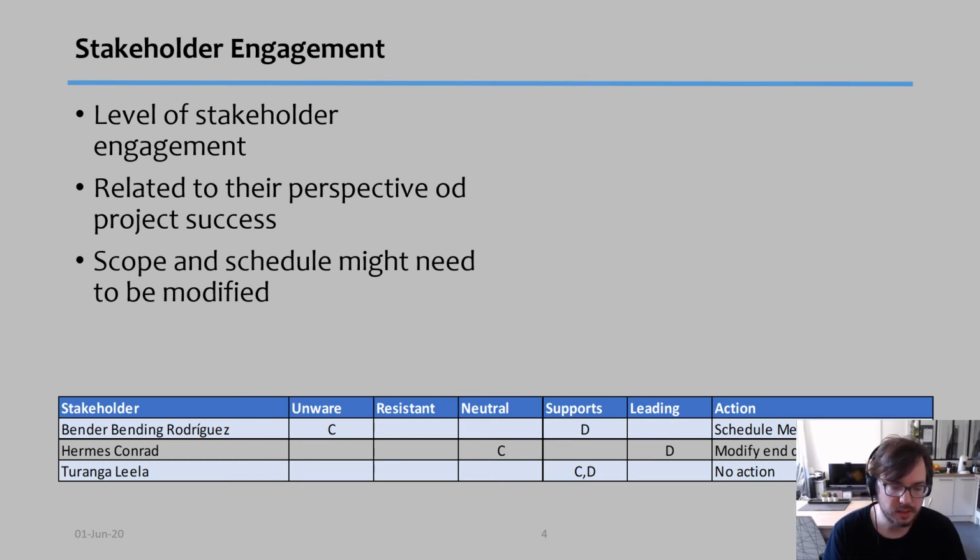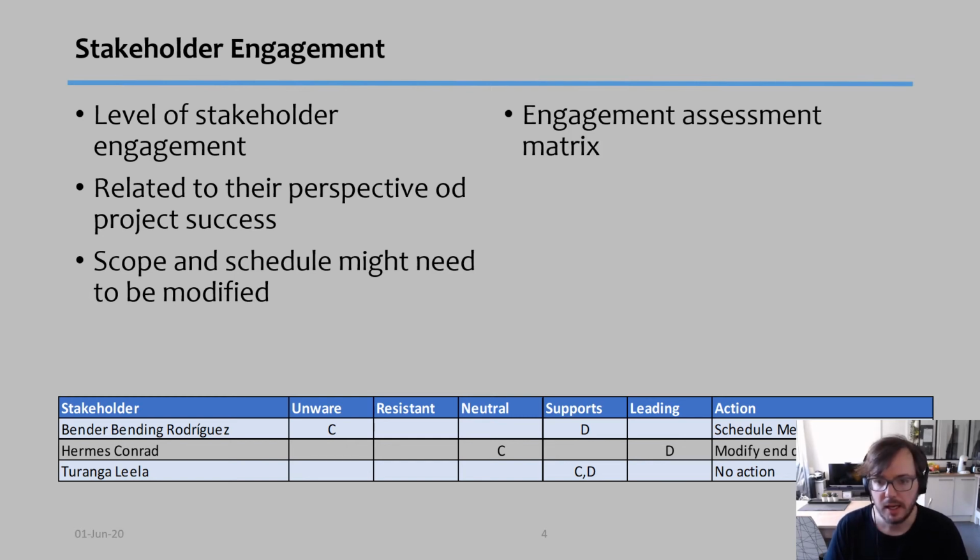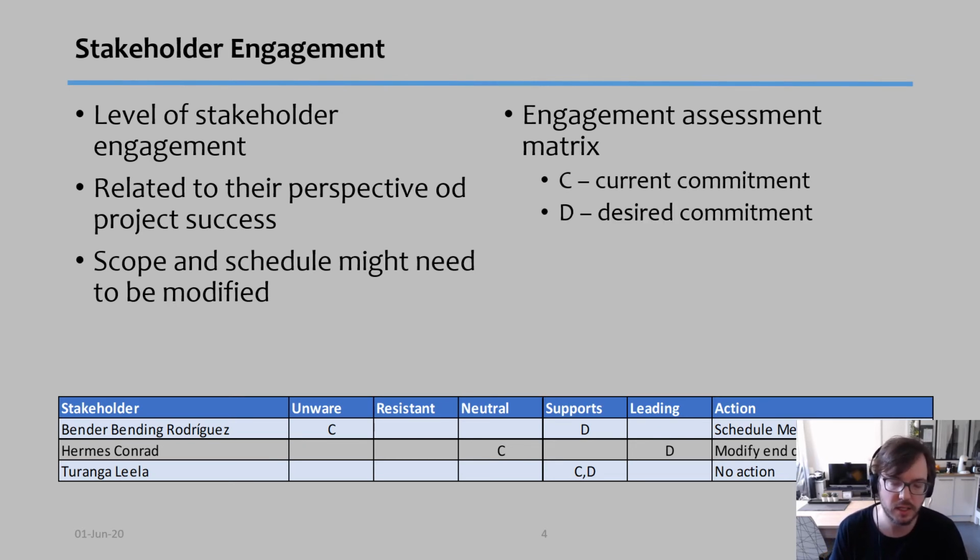So in this case, I have again the same stakeholders I had before, Bender, Hermes, and Leela. And basically there's a couple of letters there, C and D, and there's an action. There's a scale from unaware to resistant to neutral in the middle, then to support and to leading. This is called the engagement assessment matrix, and the C stands for the current commitment of that stakeholder, and D stands for the desired commitment of that stakeholder.